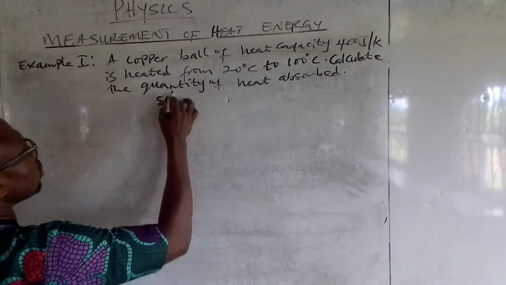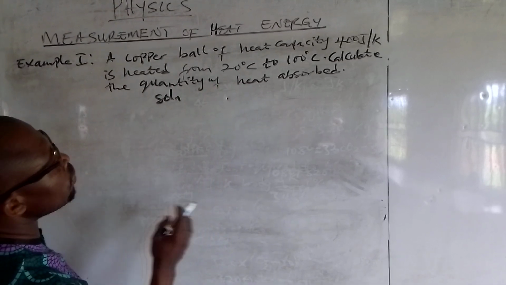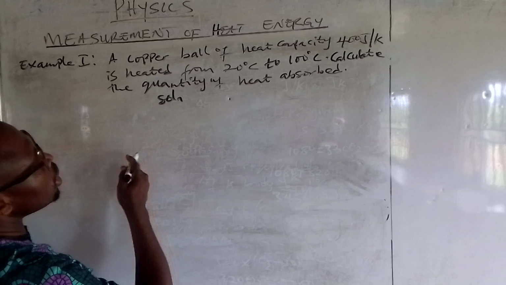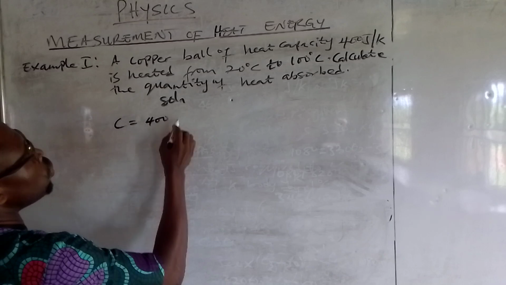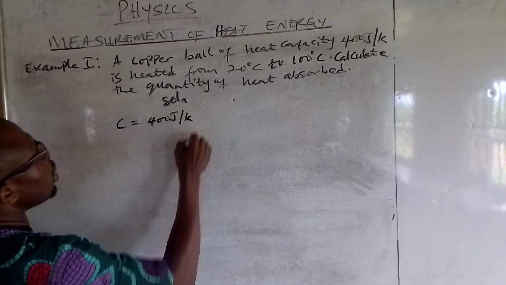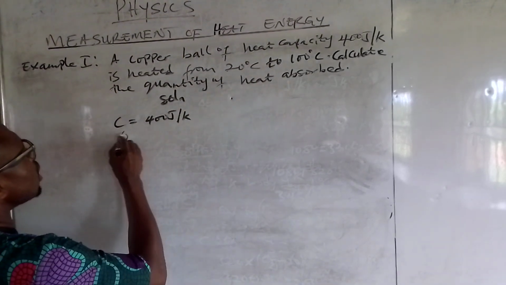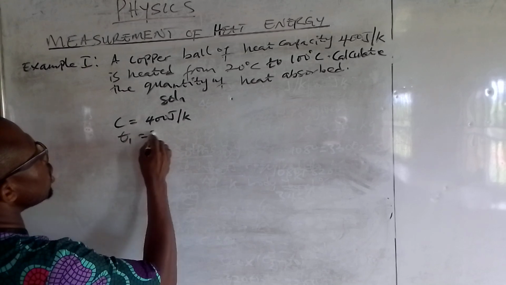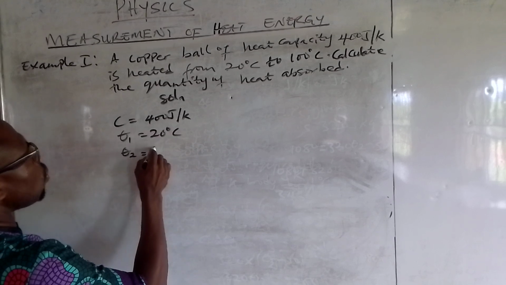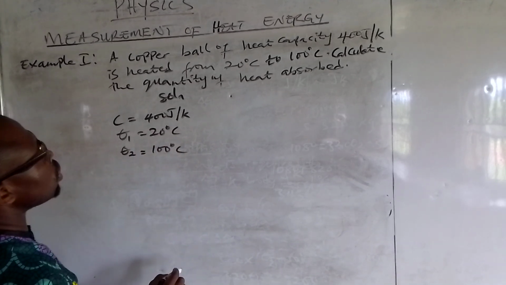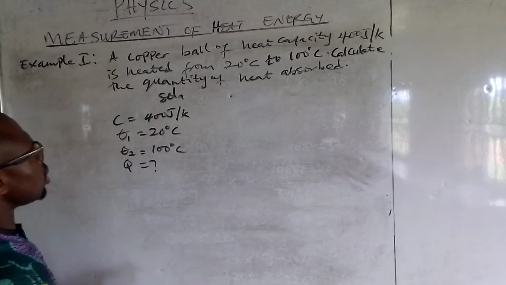Solution. The first thing we'll do is to write out the parameters given. Now from the question, the parameters are heat capacity C, 400 joules per Kelvin. It said it's heated from 20 degrees Celsius. That means the initial temperature, theta 1, is 20 degrees Celsius. Final temperature, theta 2, 100 degrees Celsius. Quantity of heat absorbed is not given.